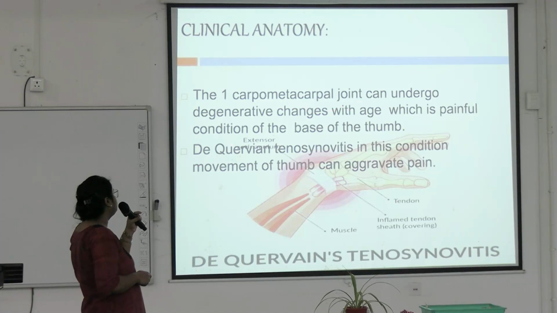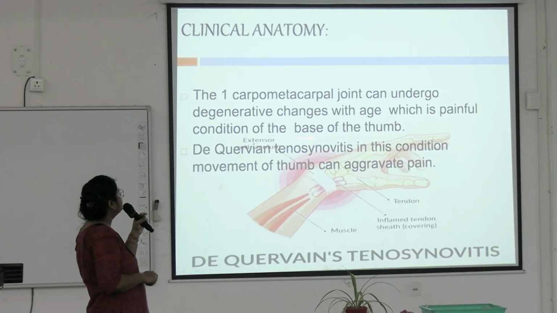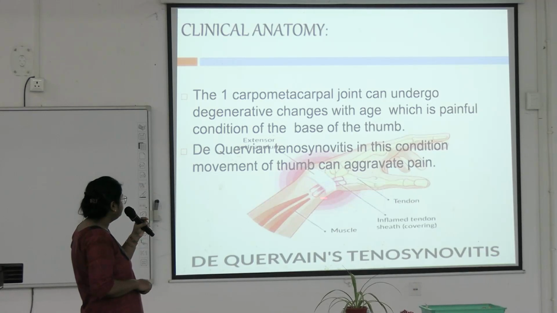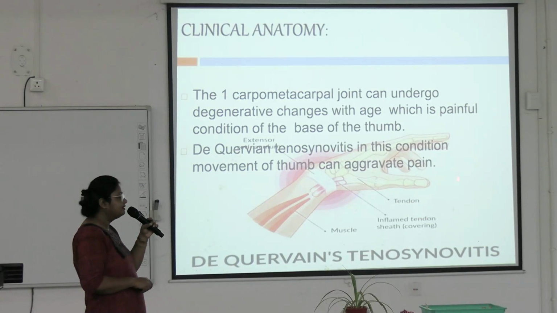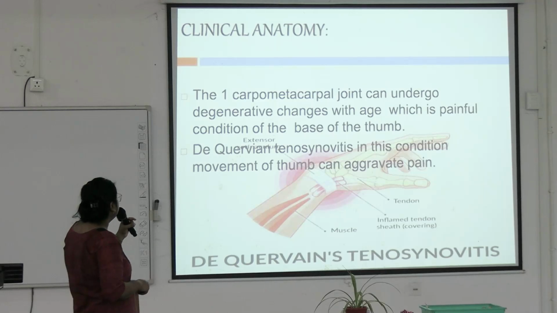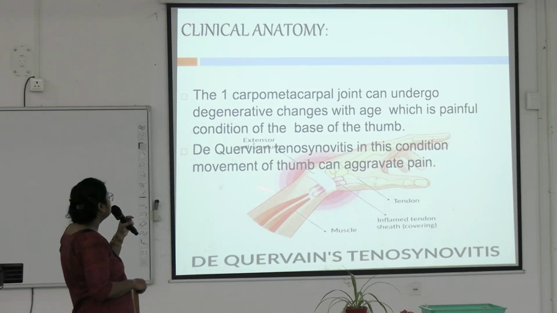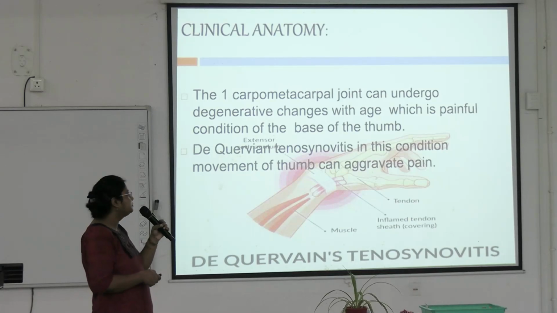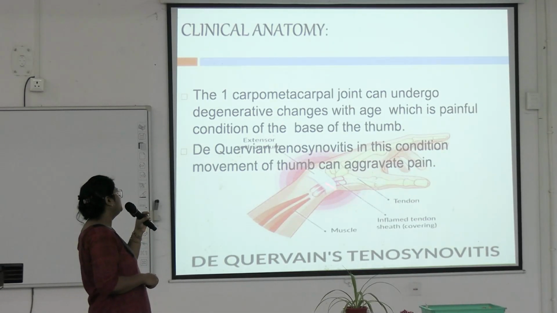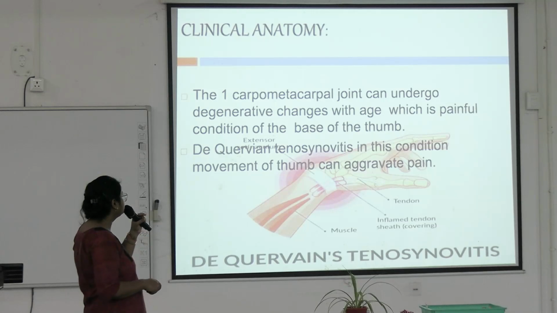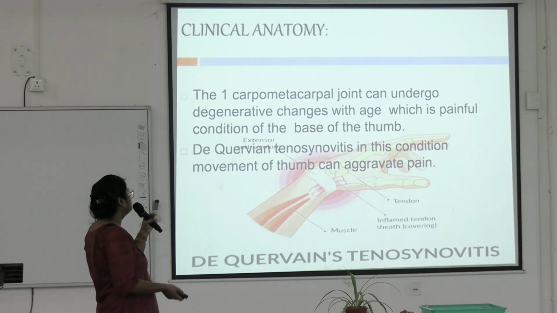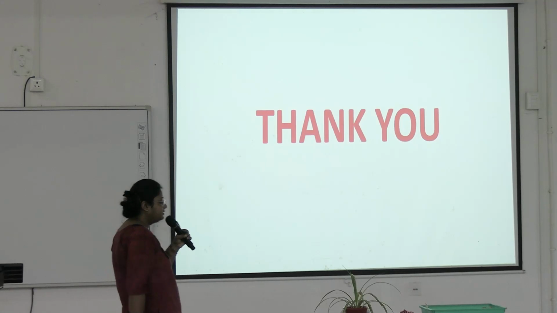The first carpometacarpal joint can undergo degenerative changes with age, which is a painful condition at the base of the thumb. Here, at the base of the thumb, there will be pain in degenerative changes. And de Quervain's tenosynovitis: in this condition, movement of the thumb can aggravate pain due to inflammation. So that is known as de Quervain's tenosynovitis. Understood? So these are some clinical aspects.